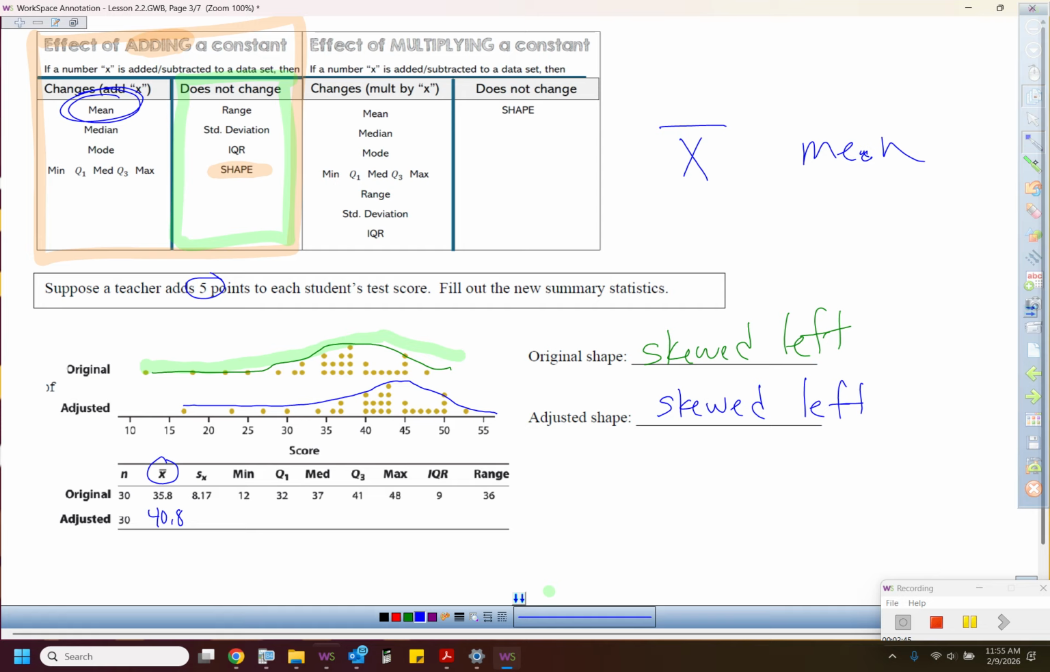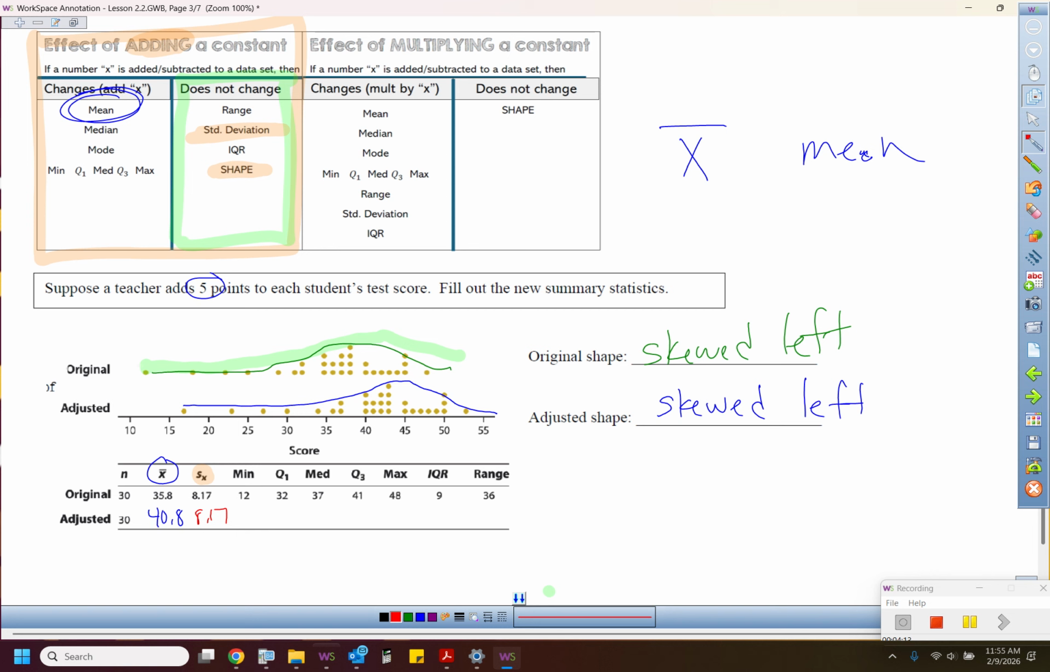The standard deviation, change or not change? That's what this little S of X stands for, standard deviation. Does it change or not change? Standard deviation does not change. Are you with me in the chart? It is right here, under does not change. So this standard deviation is 8.17. It will still be 8.17.